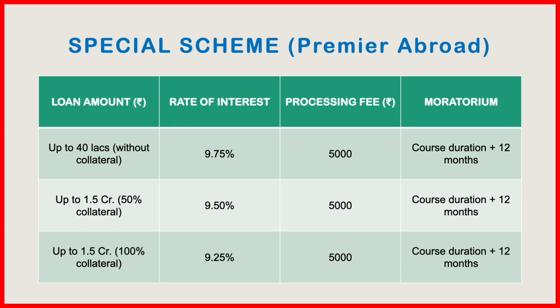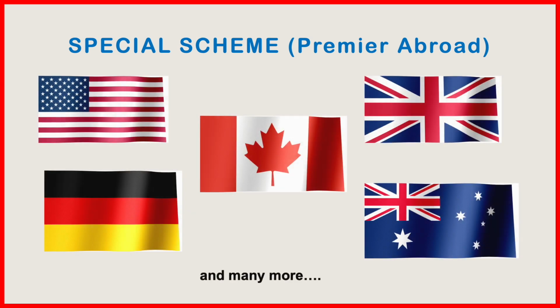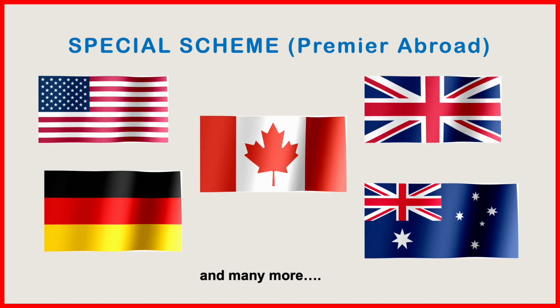To be eligible under this scheme, the student has to get an offer letter from the university which is in their list. So list is provided in the description below, you can check it out. All the major countries like US, Canada, UK, Germany, Australia and many more countries are listed under this scheme.